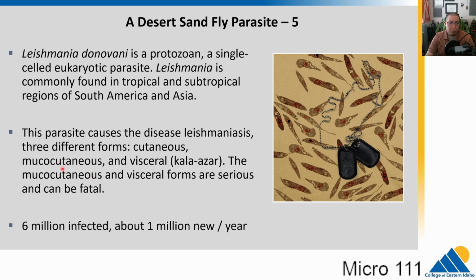But there can be mucocutaneous, which is infecting the mucous membranes, and even visceral, which can infect things like the internal organs, the liver and the spleen particularly, and these forms can be very serious and can even be fatal. There's about 6 million people currently infected, with about 1 million new cases per year.